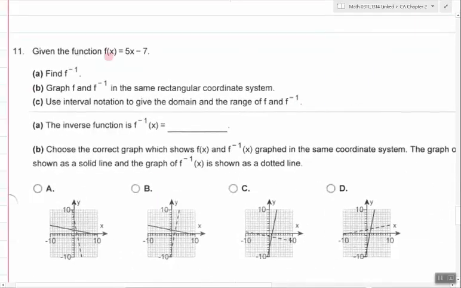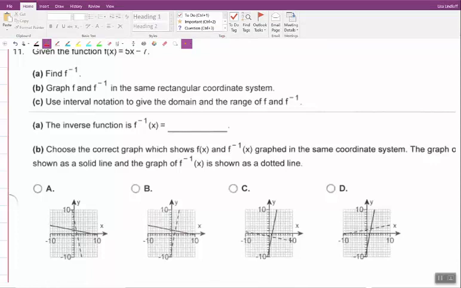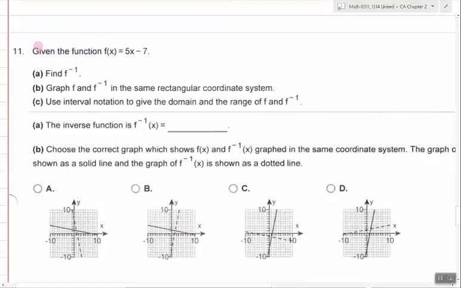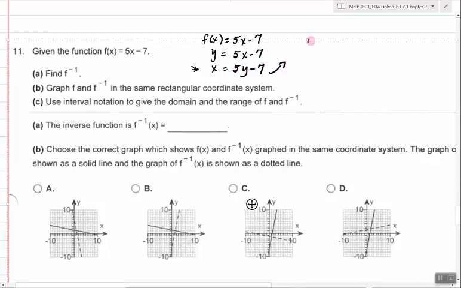This one says, given the function f of x is equal to 5x minus 7, find f inverse. Let me switch back to my black ink. There we go. So how do I find the inverse? Remember, f of x is equal to 5x minus 7. Y is equal to 5x minus 7. I'm about to do the inverse right now. X is equal to 5y minus 7. I'm going to swap sides.